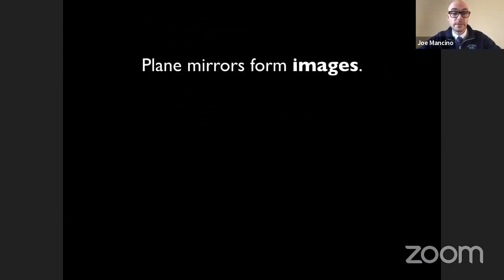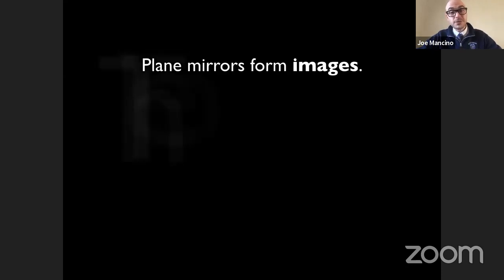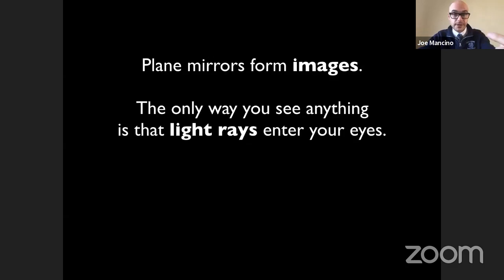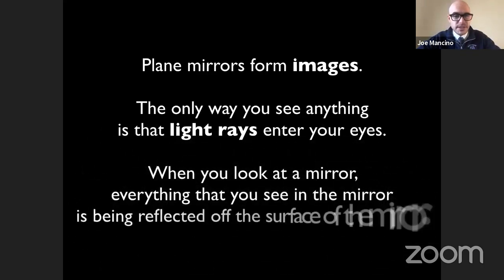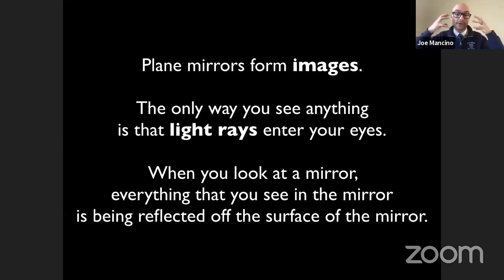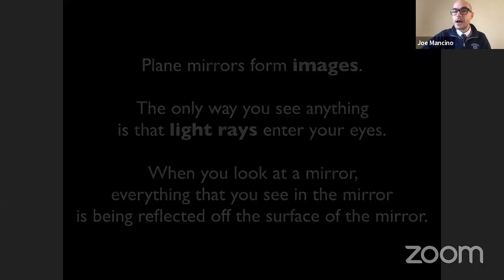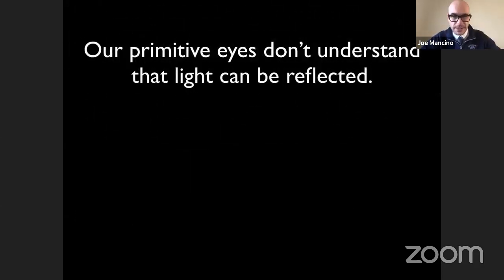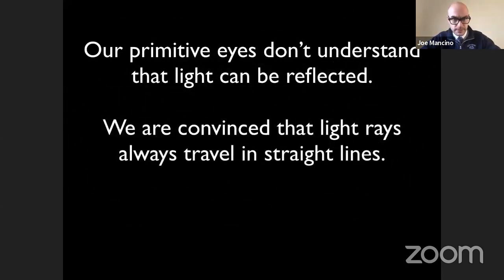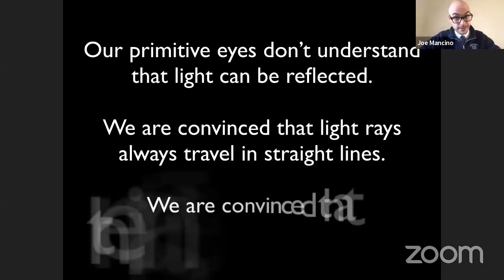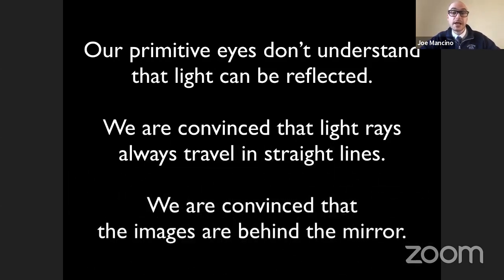They form images. And the only way you can see anything is that light rays bounce off of everything around you, and they enter your eyes. When you look at a mirror, everything that you see in that mirror is being reflected off the surface of the mirror into your eyes. Except that our primitive eyes aren't really good at understanding that light can be reflected. We're very convinced that light rays travel in straight lines that don't bounce off of stuff. We are convinced that the light rays come from behind the mirror.